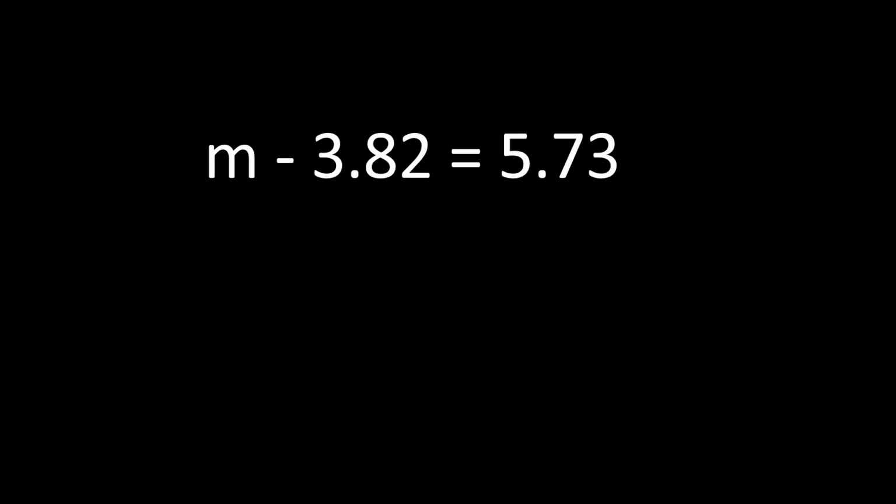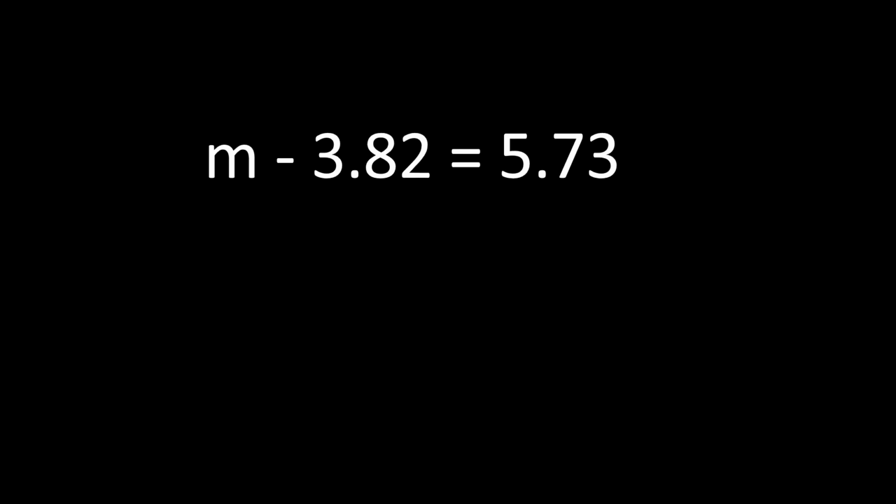So our first example, we have m minus 3 and 82 hundredths equals 5 and 73 hundredths. And remember, with our variable, it doesn't matter what it is, x, y, m, z, you're going to treat it all the same. We also need to remember that in our equation, our left-hand side of the equal sign is equal to the right-hand side of the equal sign, which means we have to keep it balanced, that whatever we do to one side, we have to do to the other.